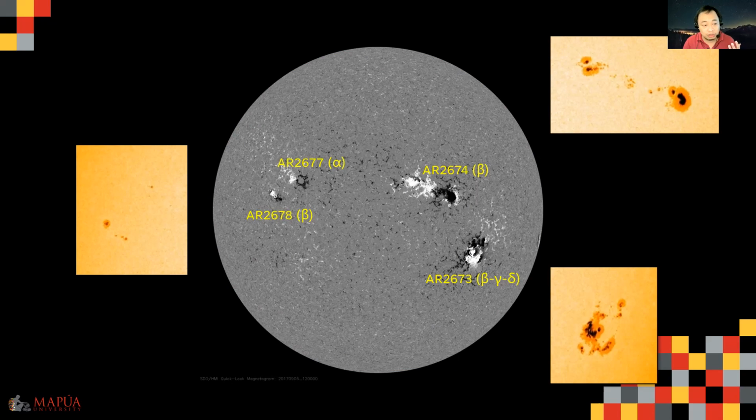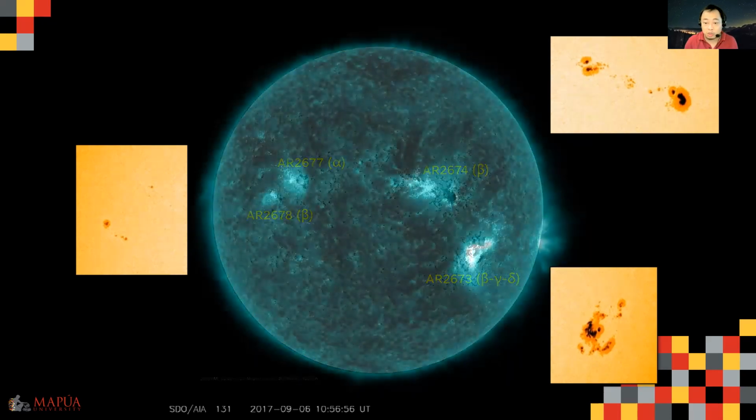the plasma material that is at 10 million Kelvin. Okay, so very, very hot, no? So that's why we use this to observe solar flares.